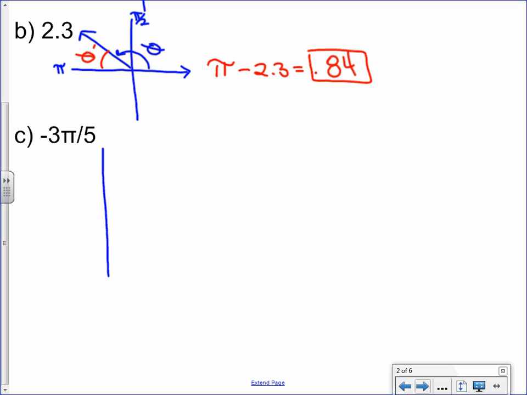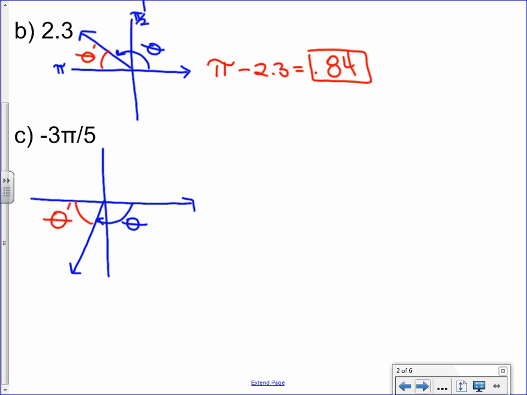Third example, negative 3 pi over 5. Where is negative 3 pi over 5? Negative though, correct? So it should be in the third quadrant, because we're going to rotate in the negative direction, correct? So this would be negative pi over 2 and negative pi. So negative 3/5 pi would be about here. Do you agree? Okay. So the angle between the terminal side and the x-axis would be here.